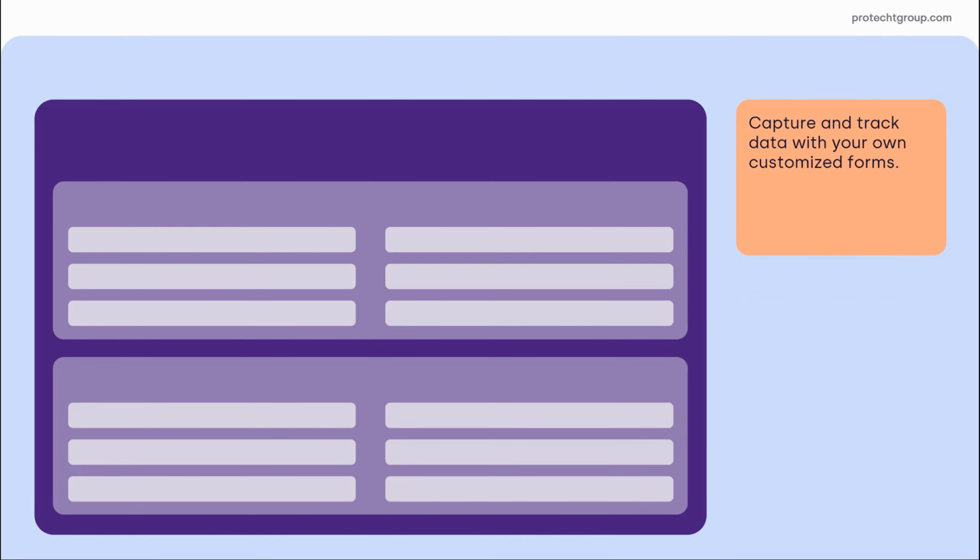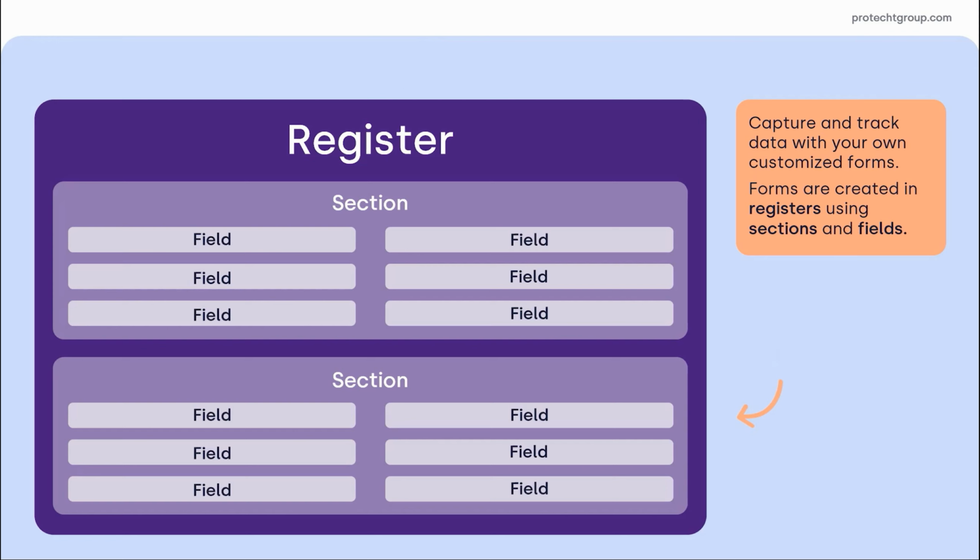Registers contain customizable forms that allow you to capture, maintain, and workflow information. Forms are created in registers using sections and fields. The data that you capture within those fields can then be used to produce reports and dashboards. You can also set up automatic notifications or link forms to the central risk and control libraries or actions subtables to keep track of key issues.